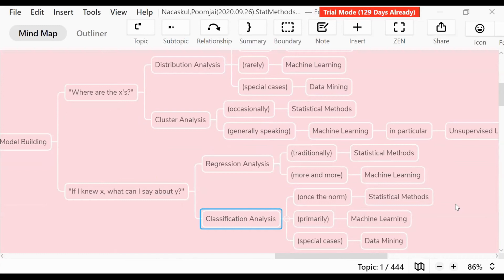Now classification, again, it's similar. Classification is a little bit like that as well. Usually it's here, now it's kind of out here. The data mining, I guess that's a special case. Once the norm, but now. So both regression and classification, it's kind of like this 20 years ago, but today it's like this.